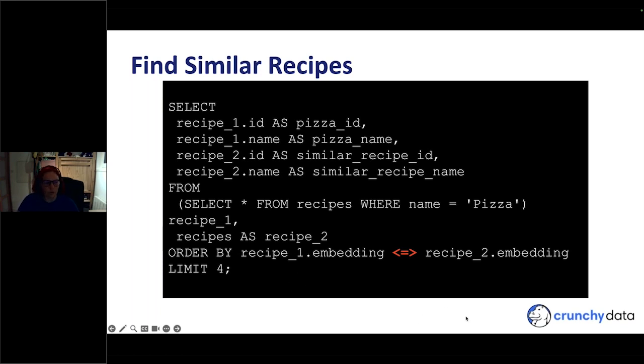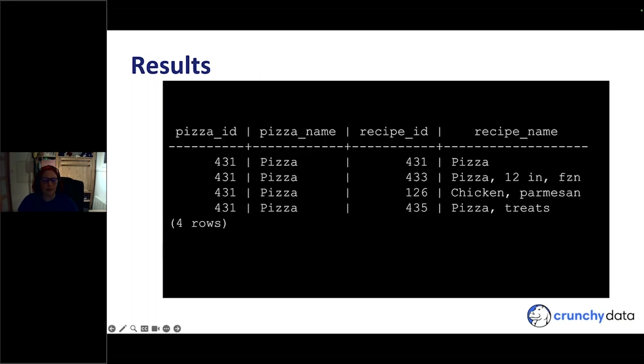Okay, so what, according to our model, are the top 4 most similar recipes to pizza? More pizza. Okay, pizza, 12-inch frozen pizza. Oh, chicken parmesan isn't pizza. And pizza treats. So maybe our query needs a bit of refining at this point. If 3 of the results are actually pizza of some kind, and only 1 of them is something that's similar to but not actually pizza, we probably want to try again and get things that are at least a little bit different to pizza. So yes, we want it to be like pizza, but we don't want it to actually be pizza.